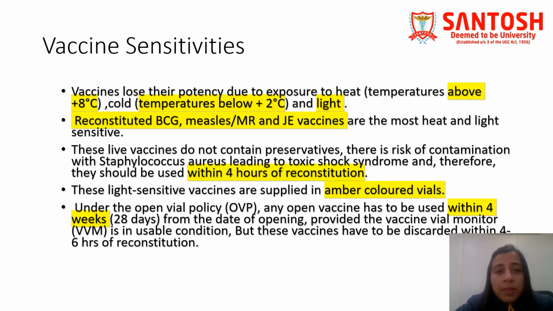So certain vaccines are very sensitive to exposure of heat and light. The temperature for vaccines must be maintained between 2 to 8 degrees, and reconstituted vaccines of BCG, measles and JE are most sensitive to heat and light, and they cannot be used beyond 4 hours of their reconstitution, as there are high chances of infection.